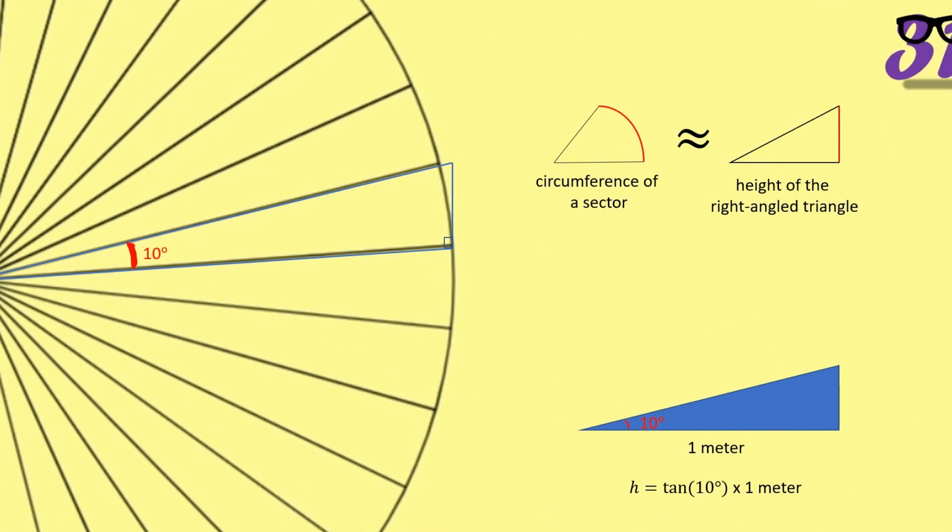Wait. Didn't we agree at the beginning not to use trigonometry? Why do you use it now? We're both 7 years old now, and we still don't understand these things.